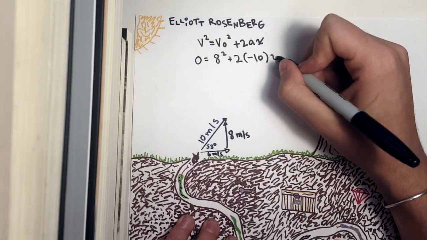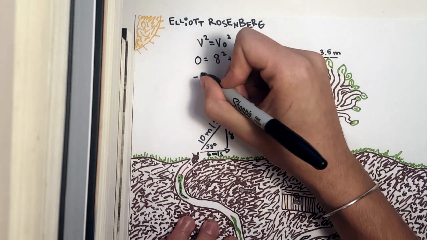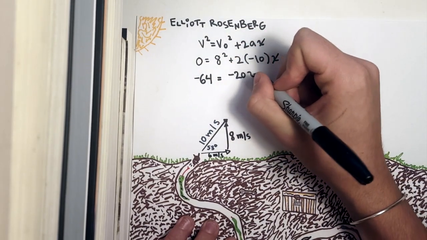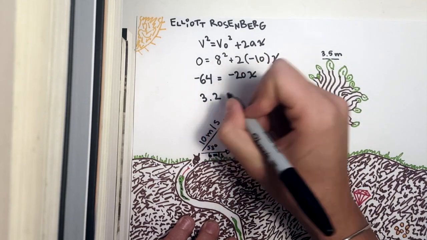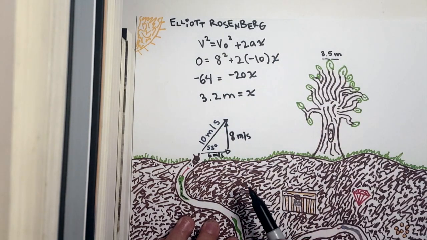physics world, times x. And we can go ahead and complete this equation to get negative 64 equals negative 20x, and divide by negative 20 to get 3.2 meters equals x, which means that Jimmy's final height will be 3.2 meters, reaching just short of the height of the pine sapling. So sadly today, Jimmy the gopher will meet his doom.